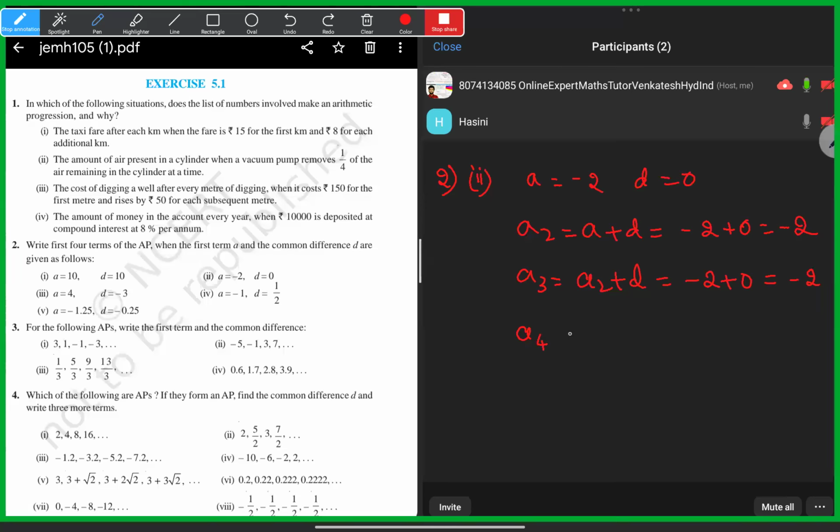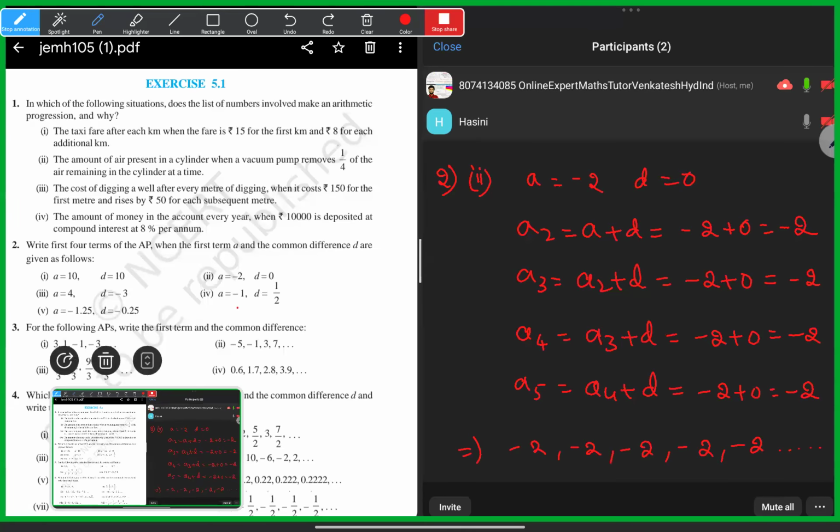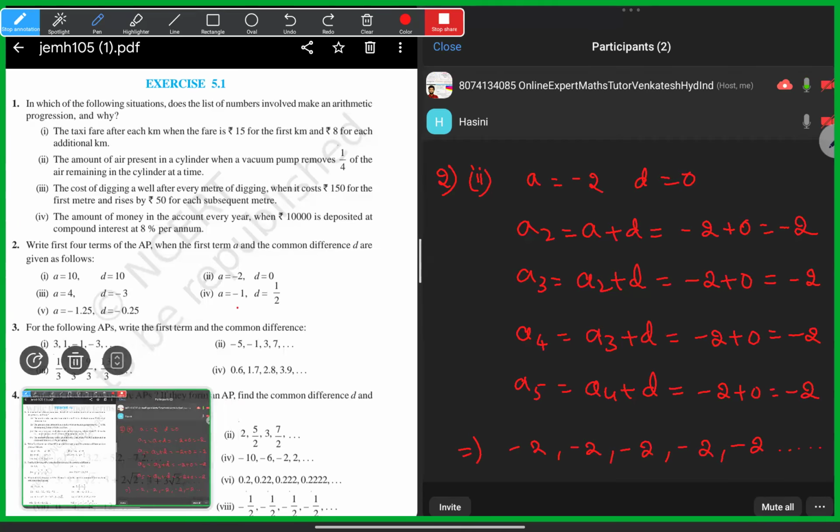So A4 means A3 plus common difference. -2 plus 0 is -2. A5 means A4 plus common difference, -2 plus 0, -2. So the whole series contains -2, -2. All the terms will be -2 only, because the common difference is 0. If the common difference is 0, it is still an AP only. All the terms will come the same.